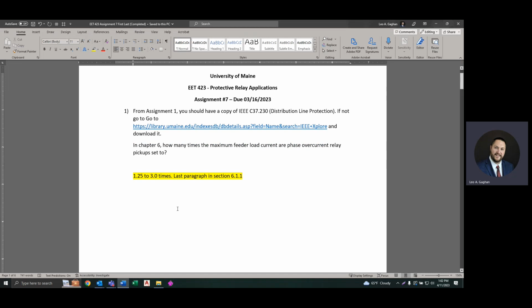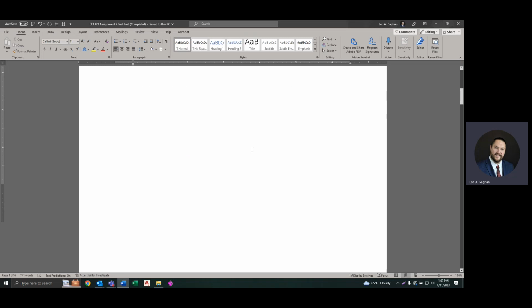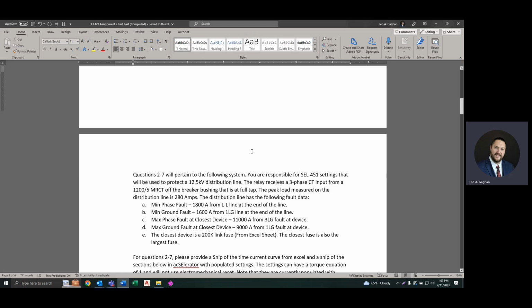So the first one, we were looking for 1.25 to 3 times the maximum feeder load current, and you'd find that in section 6.11. I was actually seeing 1.5, but I saw that I had an outdated version of the standard. So you guys got the up-to-date one, and I just updated mine as well. Thanks for allowing me to realize that.